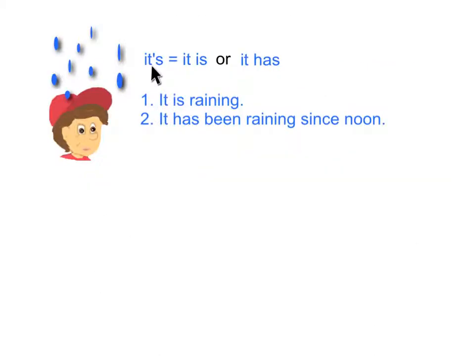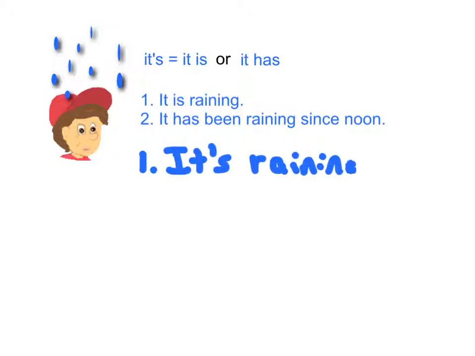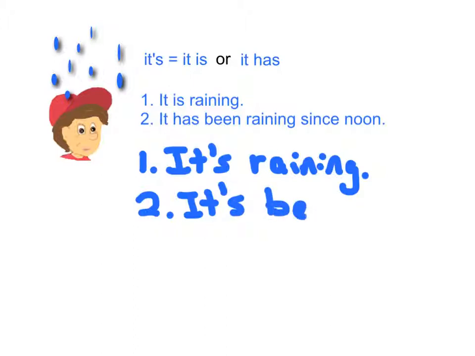It's, with an apostrophe, means either it is or it has. Like sentence number 1, it is raining, and sentence number 2, it has been raining since noon. I may shorten those sentences by writing, with an apostrophe, it's raining. Or in sentence number 2, to mean it has, it's again with an apostrophe, it's been raining, and I won't write the whole sentence, you get the idea.